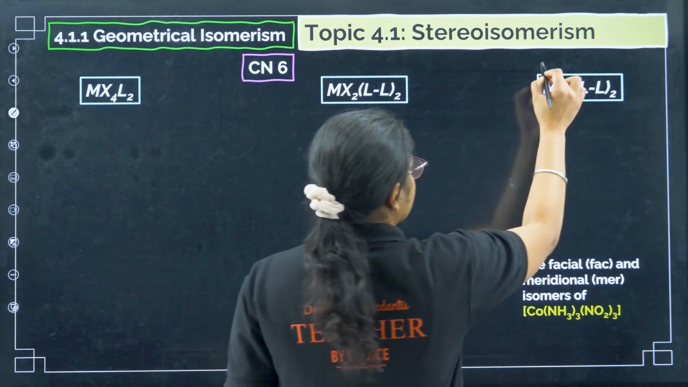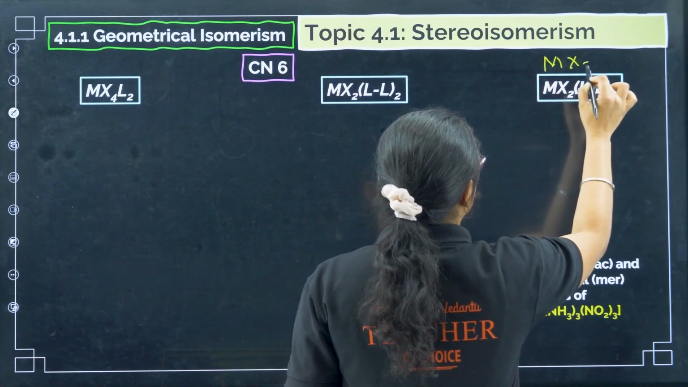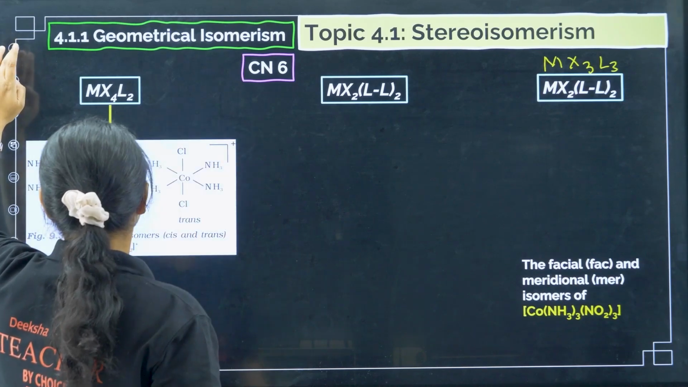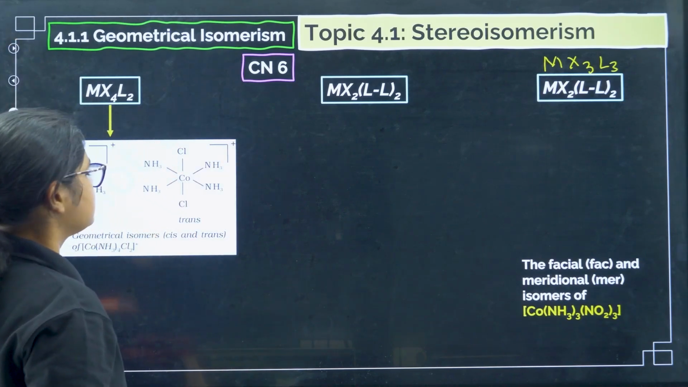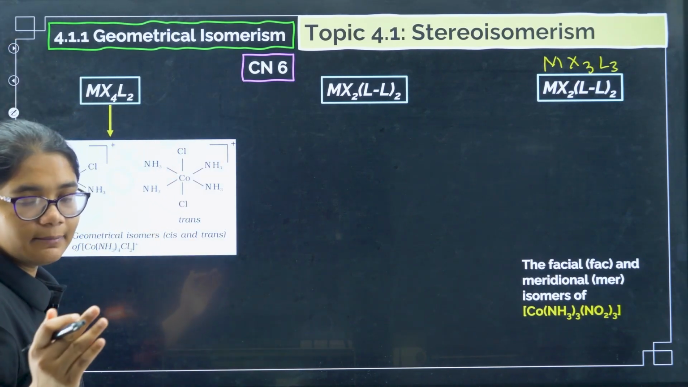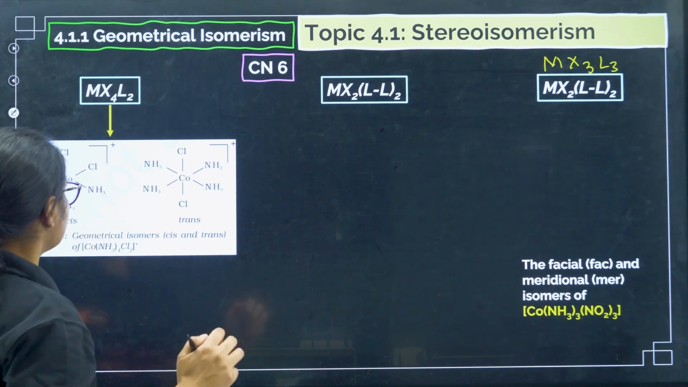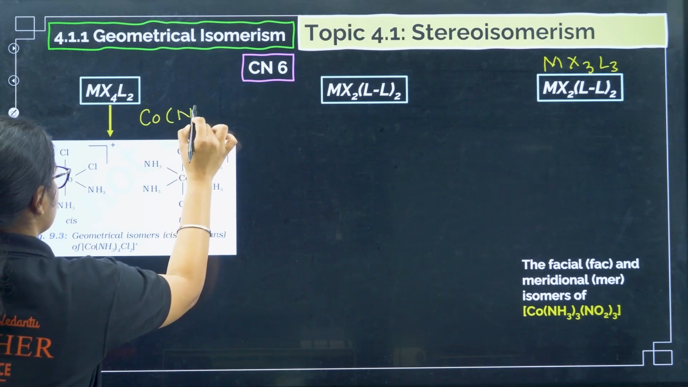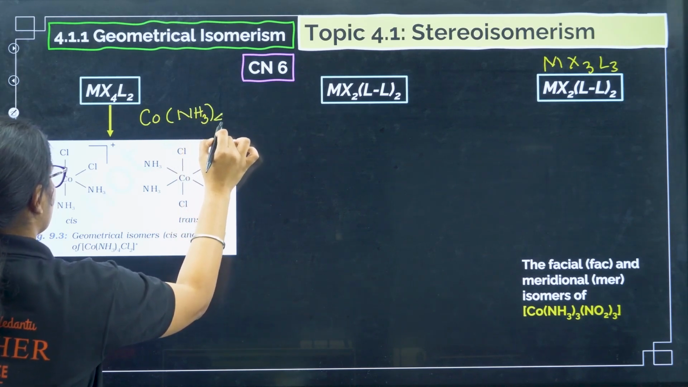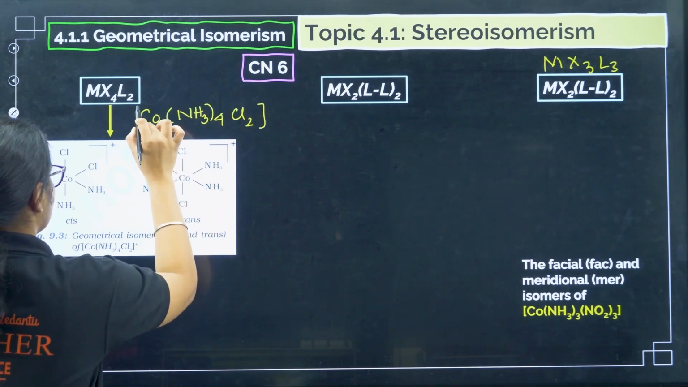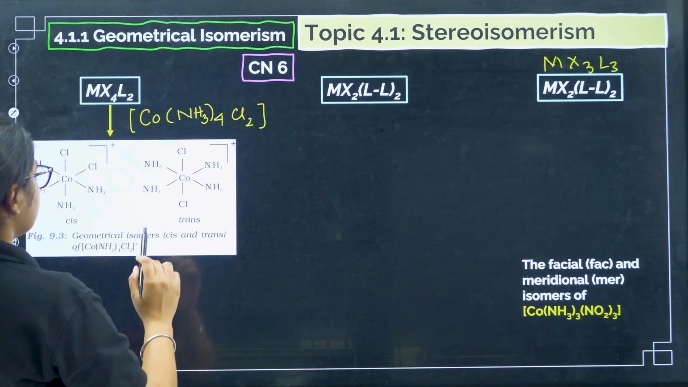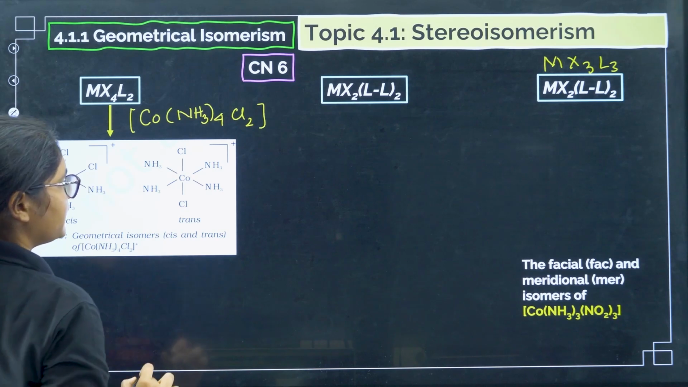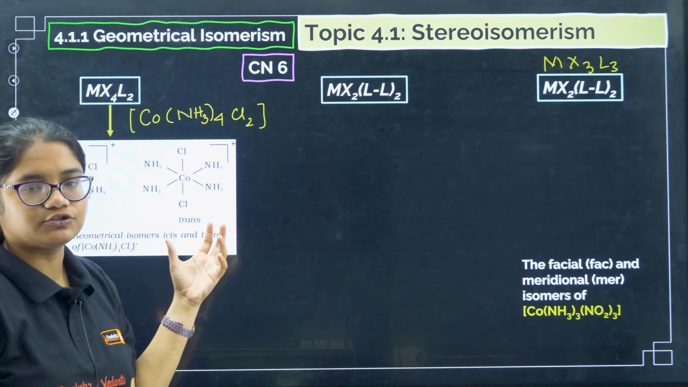Here this is your different one, that is MX3L3, or you can write down MA3B3. Okay. So when you have MX4L2, it means 4 ligands are of one type, 2 ligands are of the other type. So you can see an example here like [Co(NH3)4Cl2]. If 4 NH3 are in one plane and the chlorines are in the opposite plane, then we call it a trans geometry.